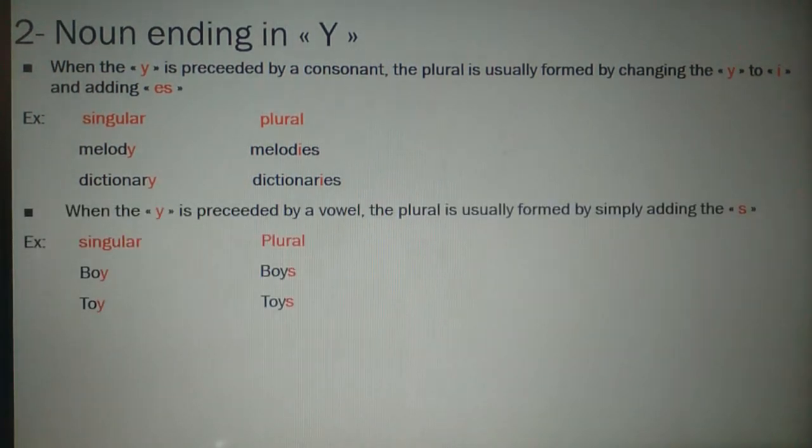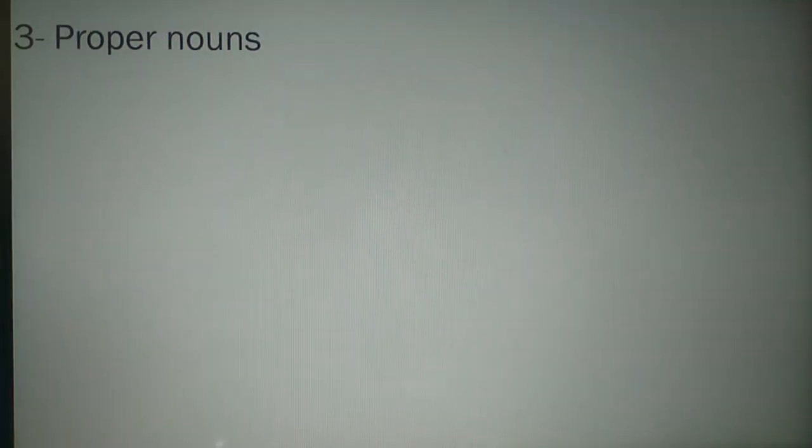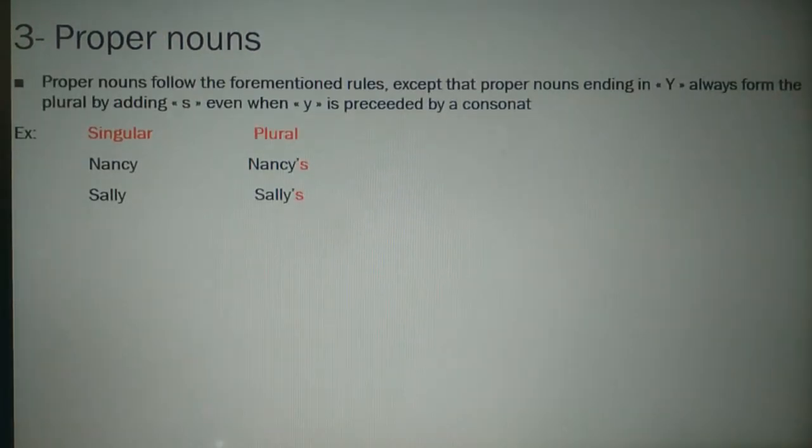When the y is preceded by a vowel, for example, like in buy, the plural is usually formed by simply adding s. It's a vowel, so just add s. Proper nouns. For proper nouns, we follow the same aforementioned rules, but here we always add s regardless of what comes before the y.